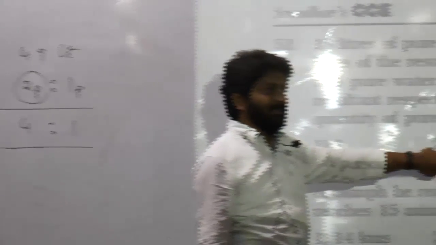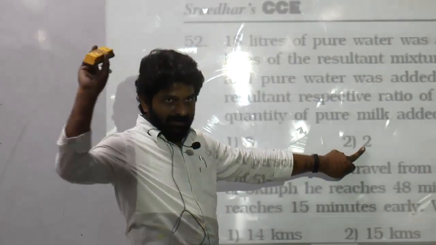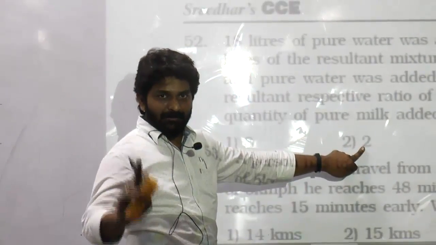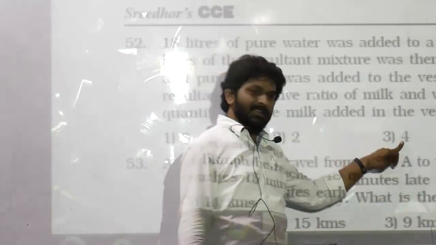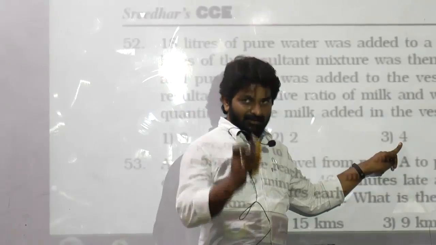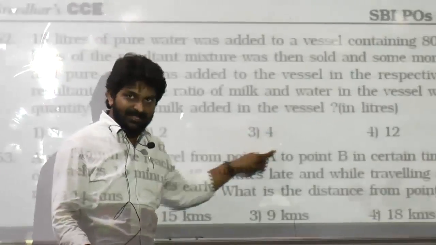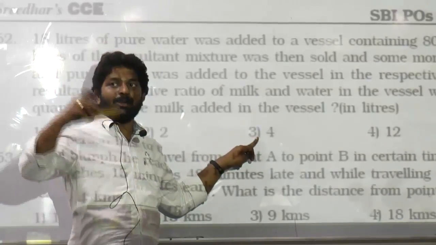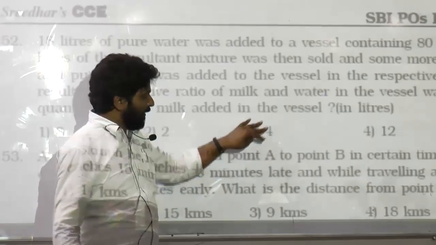Milk is 2 parts, water is half of this, total is 3 parts. 3 added to 49 is not a multiple of 5. This cannot be your answer. Milk is 4 parts, 4 liters. Water is half of it, 2 liters. Total 6 liters. 6 liters added to 49. Is that a 5 multiple? This can be your answer.